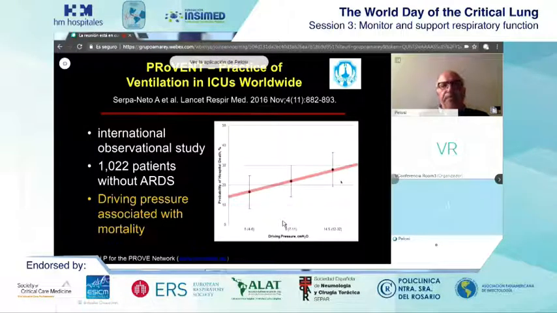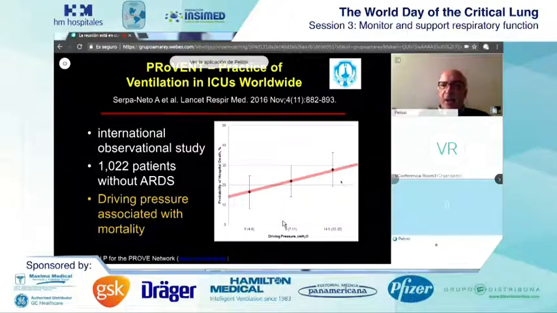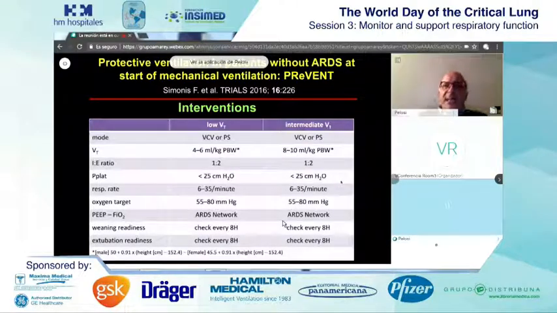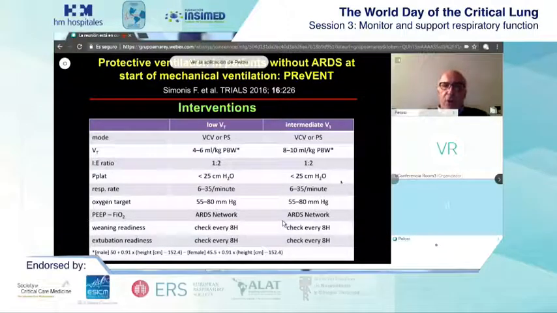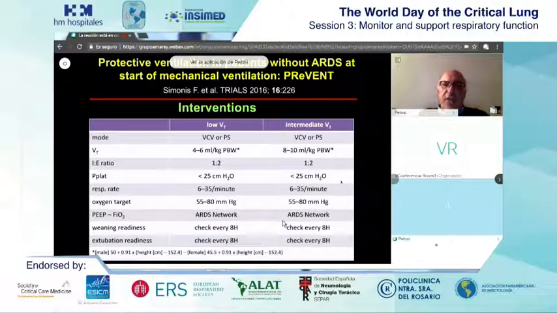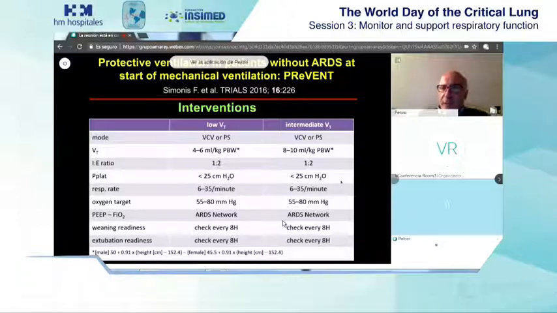We found, in a large collection of patients without ARDS admitted to intensive care and mechanically ventilated, that driving pressure was associated with the risk of mortality in hospital, especially when driving pressure was higher than 13 centimeters of water. We recently conducted a large trial comparing, in non-ARDS patients, low tidal volume, 4 to 6 milliliters per kilogram predicted body weight, with intermediate tidal volume, 8 to 10 milliliters per kilogram predicted body weight. And we looked at the possible effect on ventilator-free days.